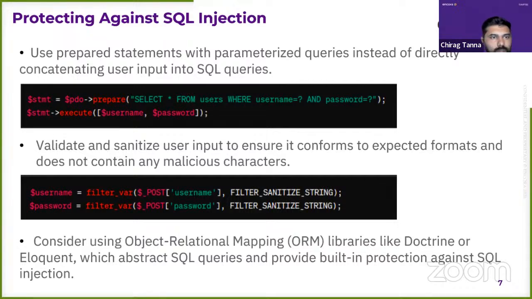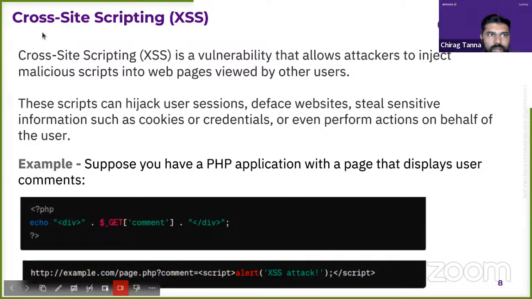Next, the second attack is cross-site scripting, which is also known as XSS. So what is it? Cross-site scripting is a vulnerability that allows attackers to inject malicious scripts into web pages viewed by other users. SQL injection is a backend kind of attack, it happens on the backend side, but XSS happens on the front end side. I have mentioned that it is being viewed by other users.